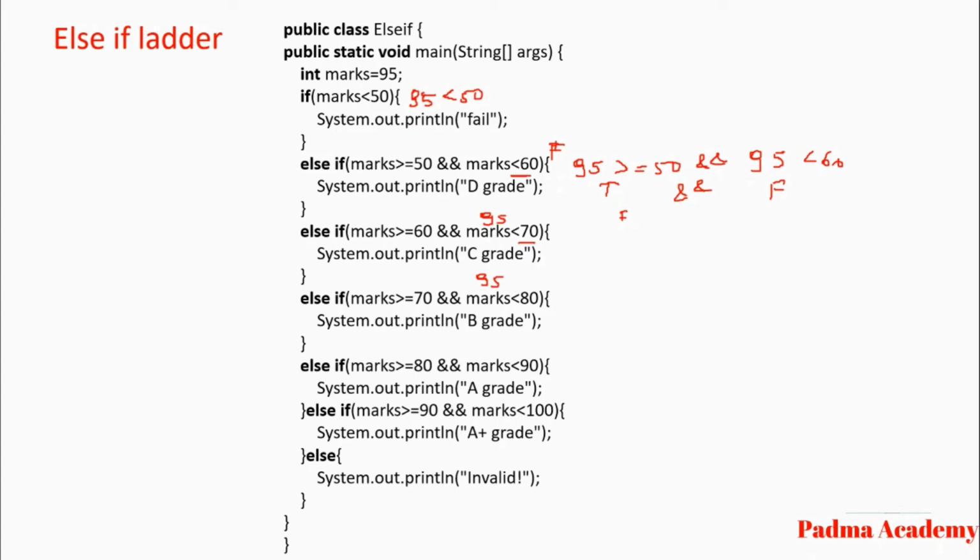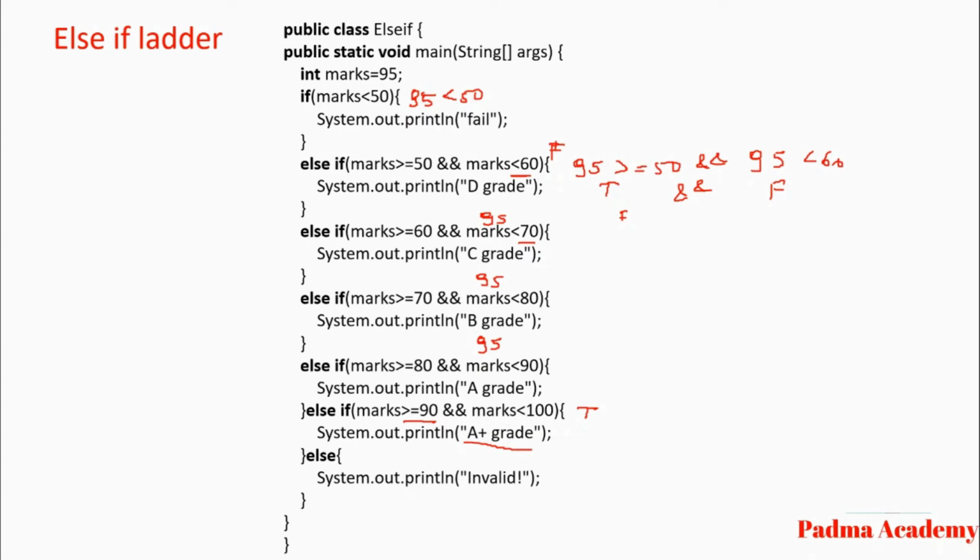Then it will check condition number 5: marks is greater than or equal to 80 and marks is less than 90. So 95 is not less than 90, so this condition will also be false. Then it will check condition number 6: marks is greater than or equal to 90 and marks is less than 100. This condition is true because 95 is less than 100 and 95 is greater than or equal to 90. So this condition is true. Then it will print A plus grade.